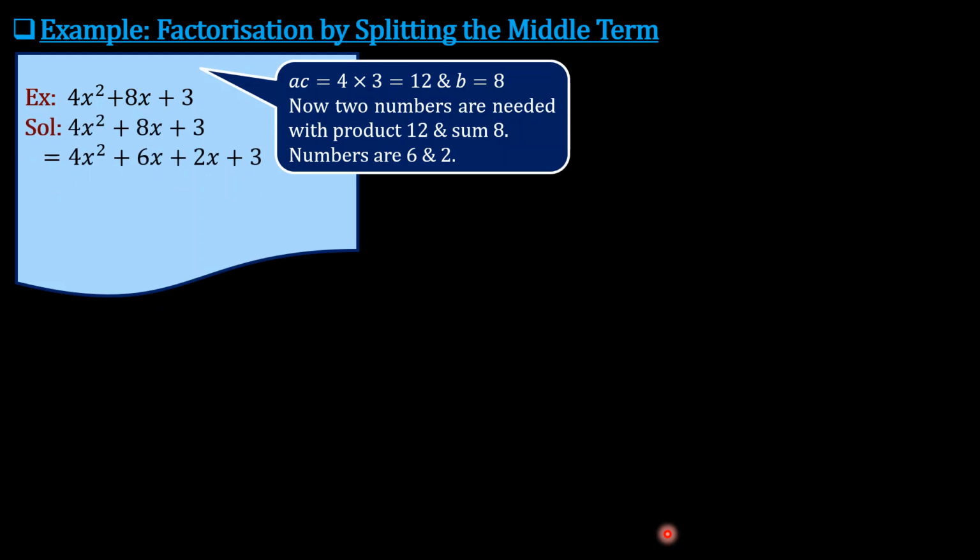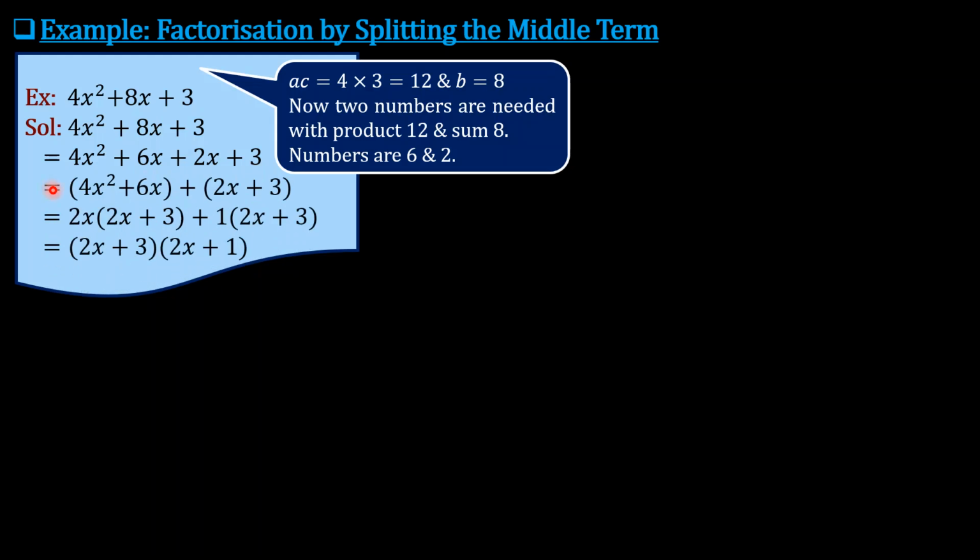So solution, in the first part we will do this 4x square plus 8x plus 3. So 4x square plus 6x plus 2x plus 3. Then we group them, 4x square plus 6x in one group and 2x plus 3 in another group. Then common factor 2x from these two and 1 from these two, so that we get 2x plus 3 as a common factor again.